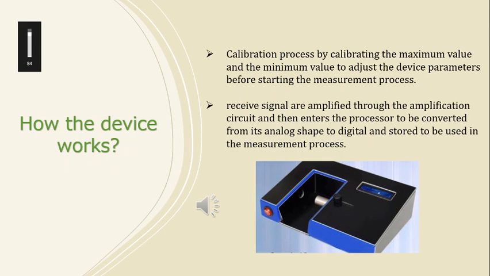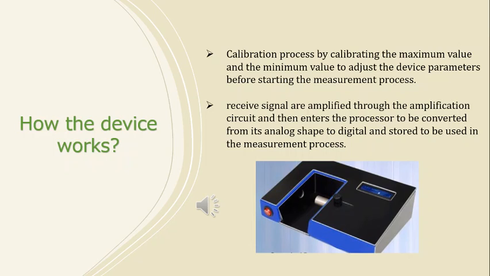In this slide, I will explain how the device works. When the device is turned on, we will start calibrating the maximum value and the minimum value to adjust the device parameters before starting the measurement process. Calibration is performed by samples corresponding to the minimum and maximum bone density. We put the first piece that represents the minimum value and press the minimum button on the device.